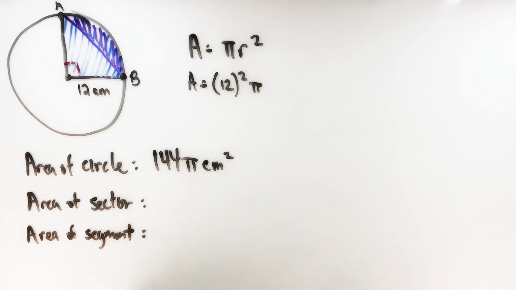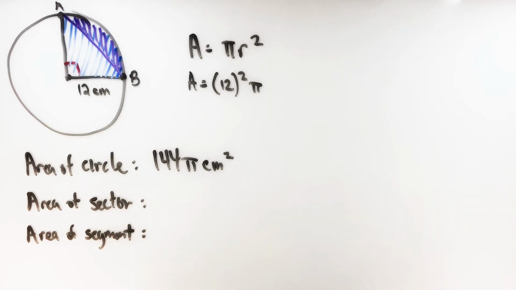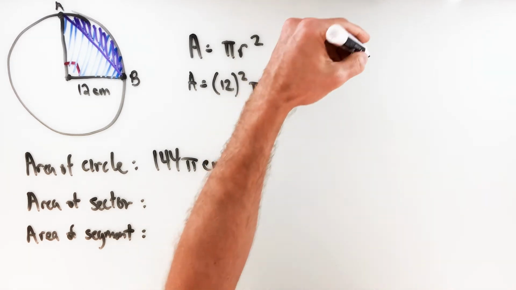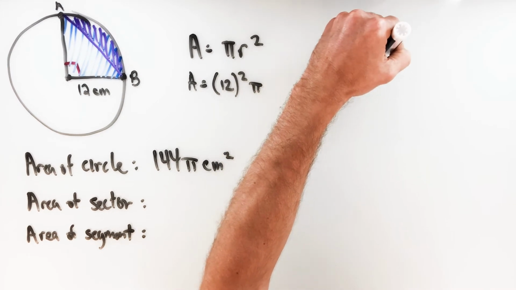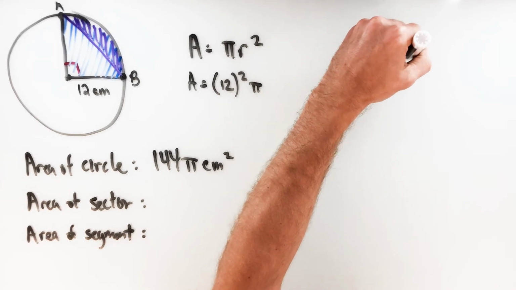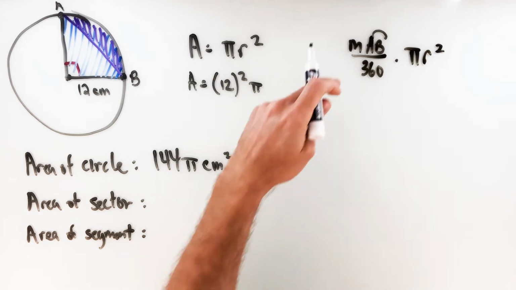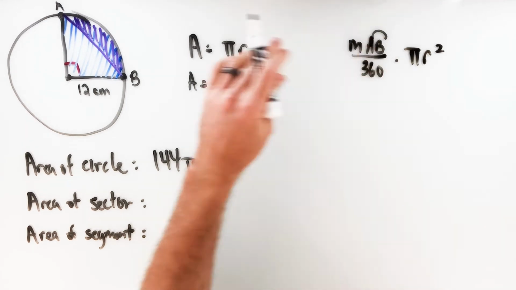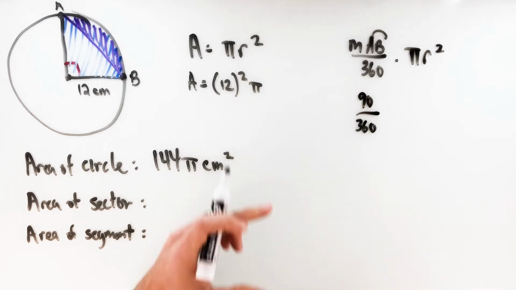Now to get the area of the sector, again, this portion, I need to know what fraction of the circle that sector happens to be. Now in this case, because I have a 90-degree angle, you can tell pretty quickly that this is just a quarter of the circle. But if I use the formula, the area of the sector is the measure of the arc over 360 times the area of the whole circle. The measure of the arc being 90 degrees, putting that over 360, does reduce down to 1/4.